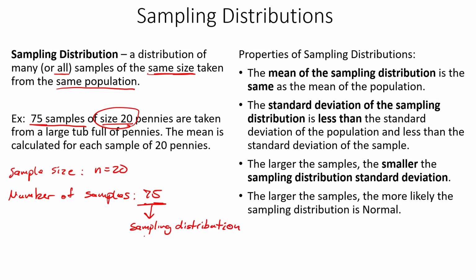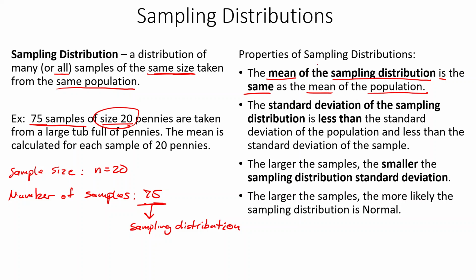A complete sampling distribution would mean we'd take all possible samples of size 20 from that giant tub that I have of pennies in my classroom, which has like 2,000 pennies in it. All right, so some properties of sampling distributions. So the mean of the sampling distribution is the same as the mean of the population. So if we can find the mean for the sampling distribution, that tells us the mean for the population. That's a neat trick we have.